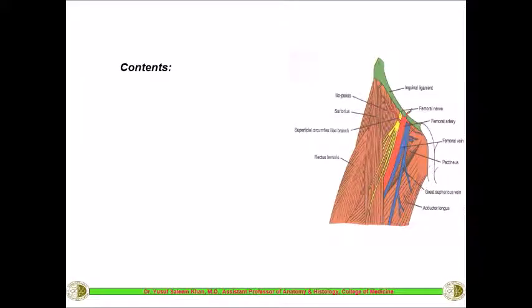Now coming to the contents, why this triangle is so important. It depends on the contents. So what are the contents? One is a very important artery that is called the femoral artery. This is the femoral artery. In this picture you can see the femoral artery and its important branches, especially the medial and lateral circumflex femoral artery, profunda femoris artery, all these are the branches.